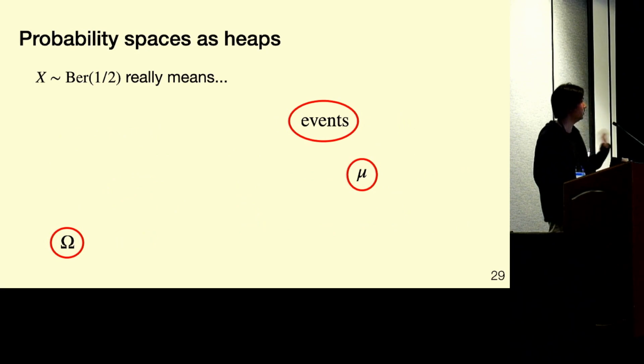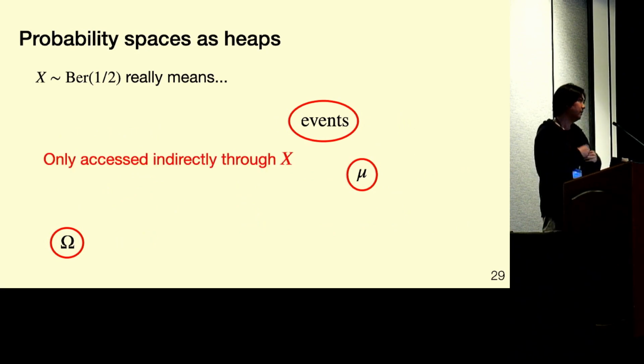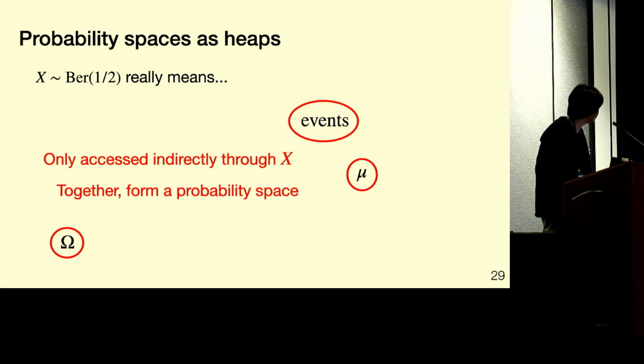You don't really want to talk about them explicitly, you only want to access them through the nice interface that probability theory provides, using constructs like random variables, the probability operator, the expectation operator, and so on. Now, as you might have guessed, if you put these three components together, you get what's called a probability space in probability theory.